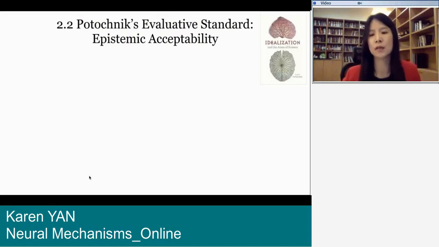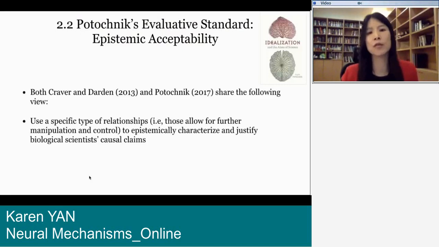Craver and Darden focus a lot on analyzing mechanism schema. Potochnik mainly focuses on analyzing causal patterns. But for the purpose of my paper here, it's about how we understand causal investigative strategy, how to evaluate the causal representation. And in fact, Craver and Darden and Potochnik share the following view. They both agree to use a space-time relationship. That's the kind of relationship that allows for further manipulation and control, and basically they all endorse Woodward's interventionist account of causation.